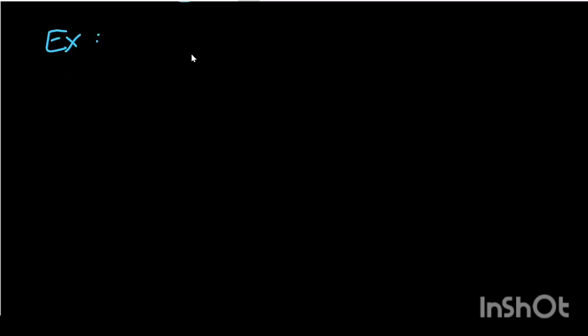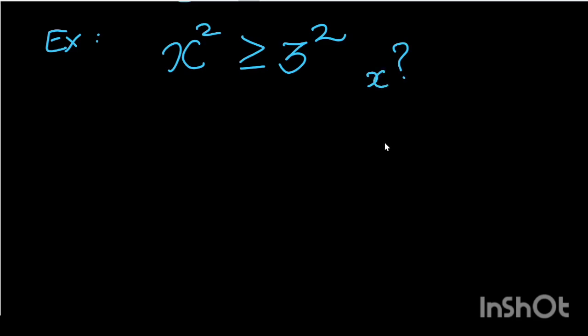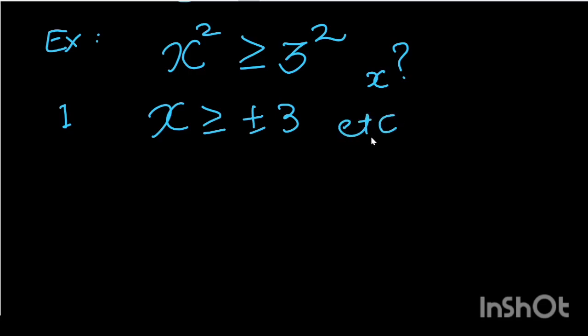So guys, if I ask you x square greater than equal to, let's say 3 square, how can we solve this? What I mean to say is, what is x? Can we do it like this? Taking square root, x is plus minus 3 and so on. Is this approach right?